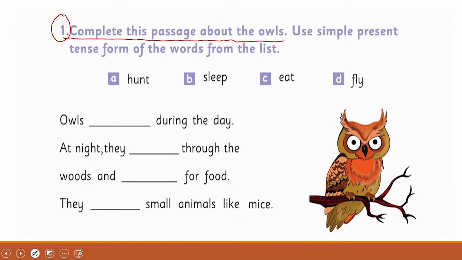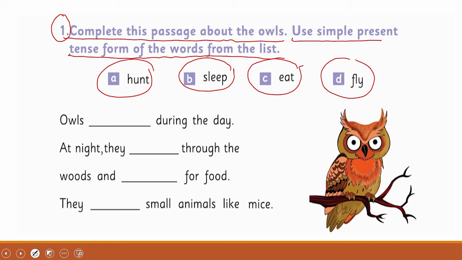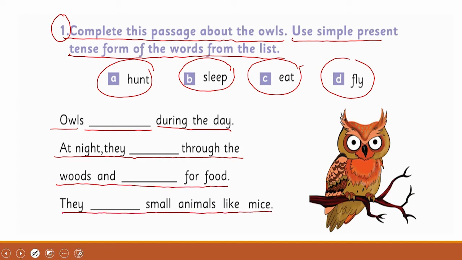Question 1. Complete this passage about the owls. We use the simple present tense form of the words from the list: hunt, sleep, eat, fly. Owls sleep during the day. At night they fly through the woods and hunt for food. They eat small animals like mice.